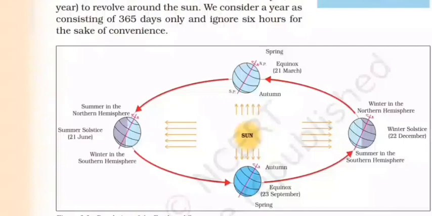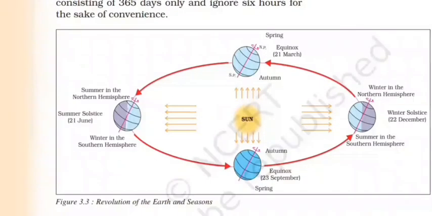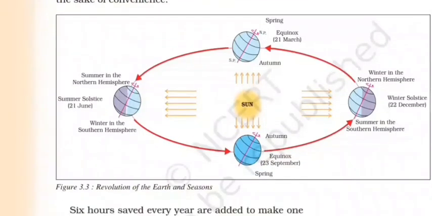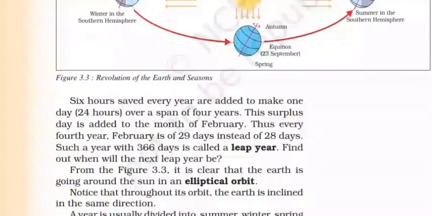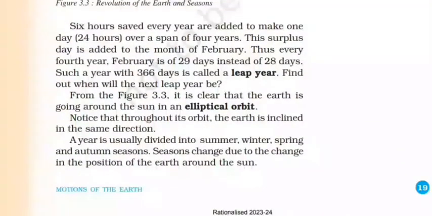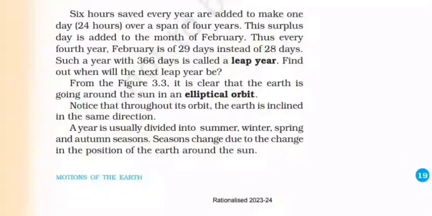We consider a year as consisting of 365 days, so that is the reason why we usually ignore the 1/4 of a day, because it is usually 6 hours, and we usually ignore it for the sake of simplicity, but it would make a huge difference. It would make a single day after 4 consecutive years. So 6 hours saved every year are added to make a day over a span of 4 years, which I've already explained to you.